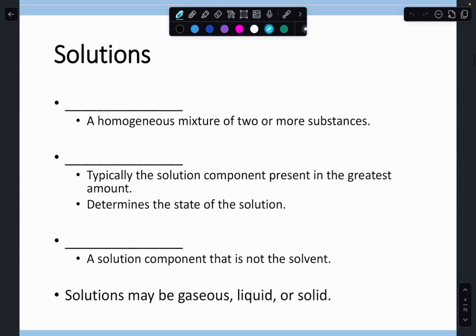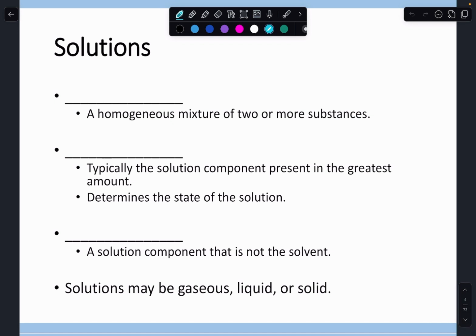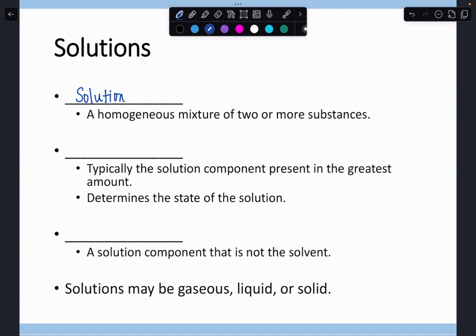So first, some language. A solution is a homogeneous mixture of two or more substances. We've talked about mixtures back in Gen Chem 1. Homogeneous mixture means it appears to be one substance. You visually can't see the difference.